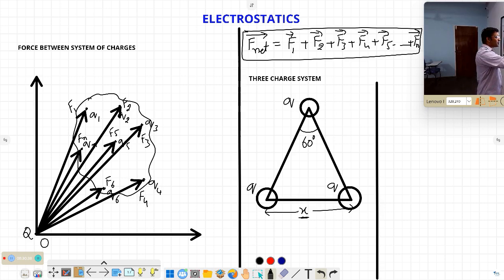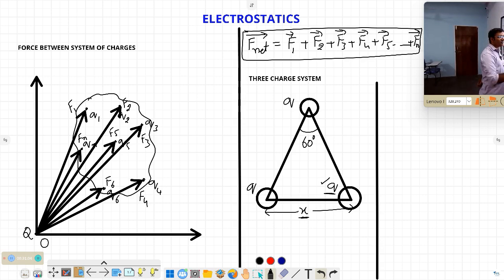So first, if you come across a case where I choose this charge and want to calculate the force due to the remaining charges, that means the question is: what is the force acting on one of the charges due to the remaining charges? The remaining charges are the other two. So I chose the force acting on this Q due to the remaining two charges. The first charge is at vertex Q.